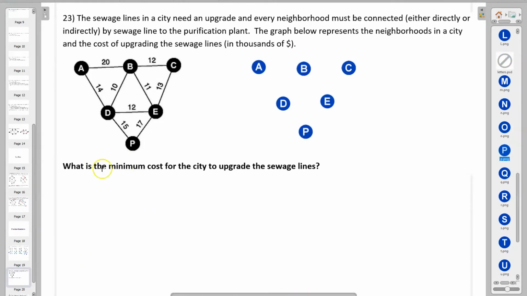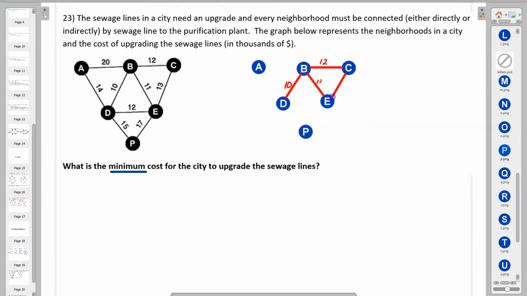To solve this problem, we're looking to minimize cost for the city to upgrade the sewage lines. As a result, we're going to start by looking for the edge with the smallest weight and begin the process with that. Looking at the graph, D to B has the smallest weight, so I'll make that connection. Next smallest weight is B to E with a weight of 11. After that, it's B to C with a weight of 12.